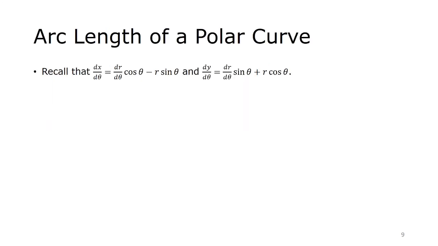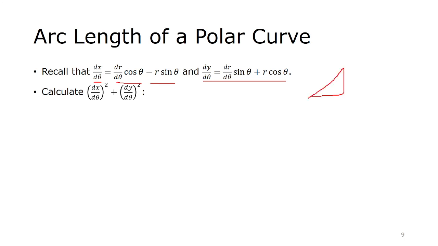Let's take a look at one more idea dealing with polar calculus, and that's arc length. So remember, we talked about those parametric derivatives, dx d theta as dr d theta cosine theta minus r sine theta, and similar for dy d theta. If we want to know the sum of the squares of those two things, this is thinking about a right triangle, right? We're creating this hypotenuse that way.